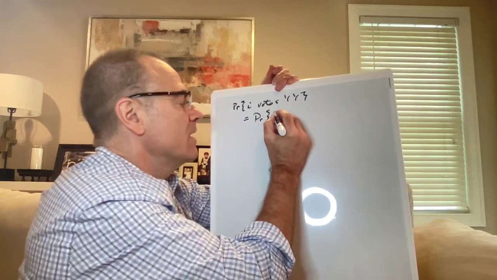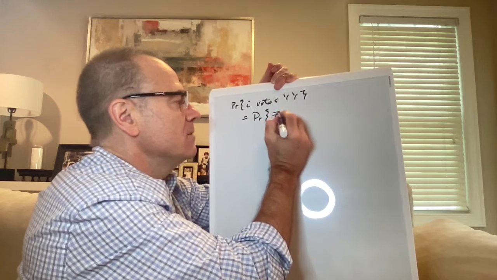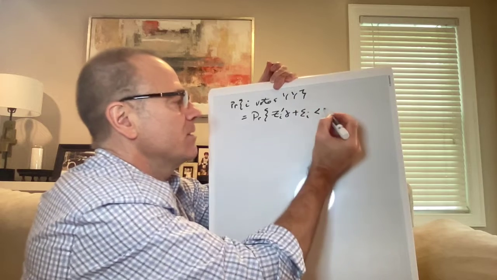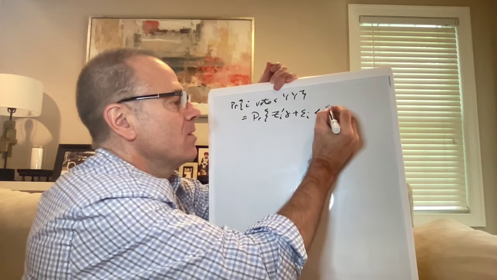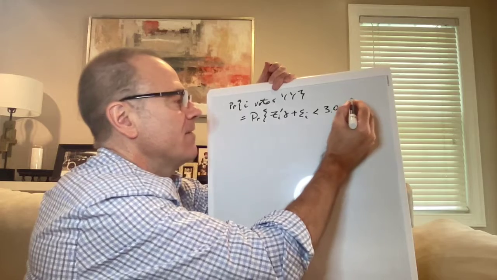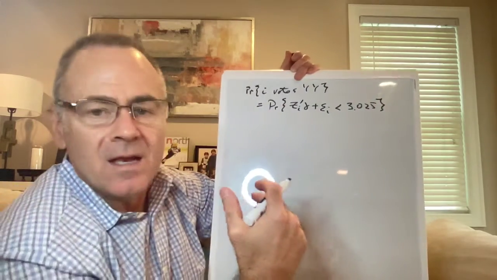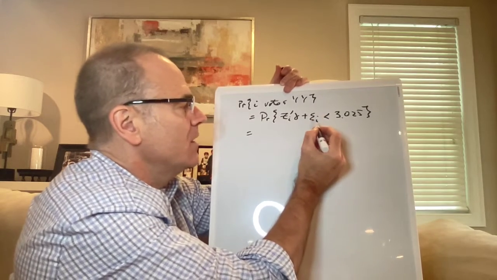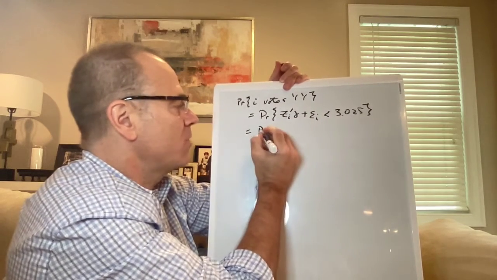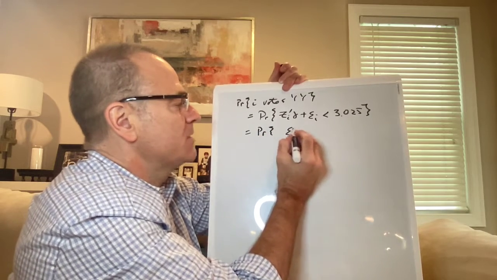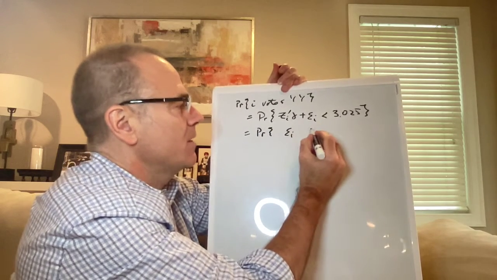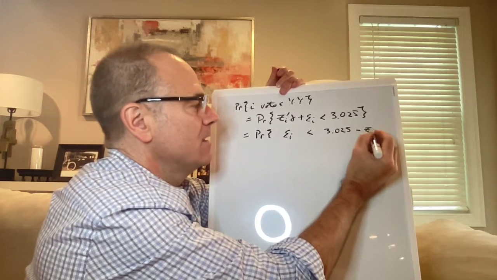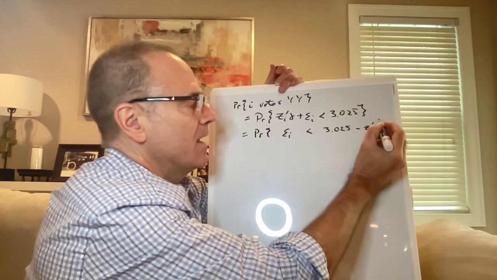So that is zi transpose gamma plus epsilon I less than or equal to 3.025. Now let's get the epsilon to one side. That equals the probability epsilon I is less than 3.025 minus zi gamma.